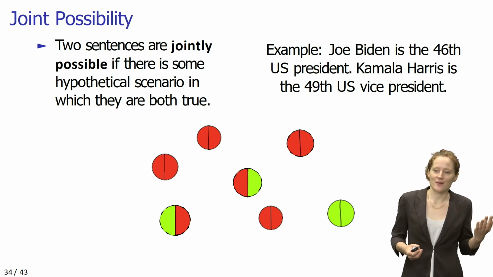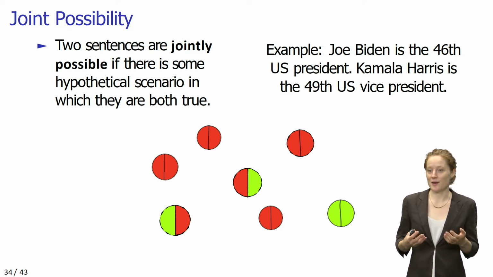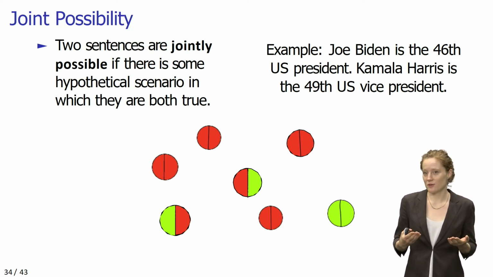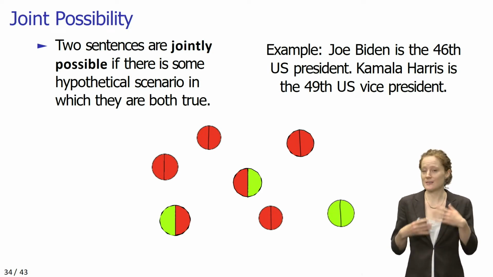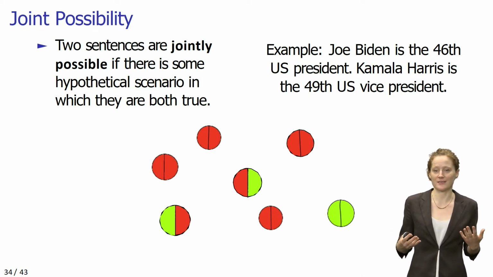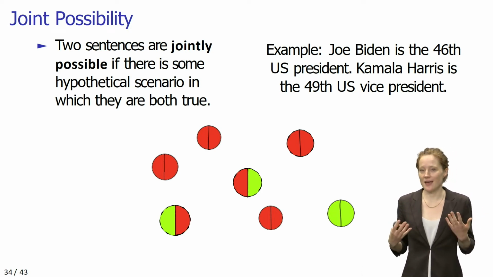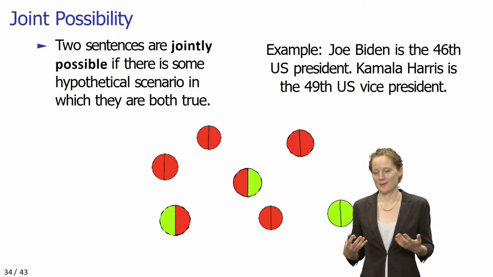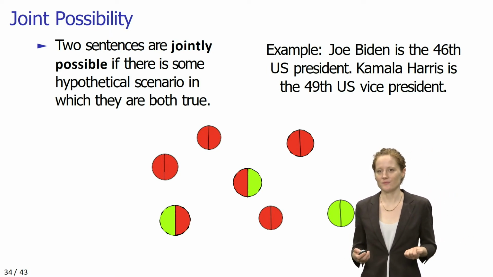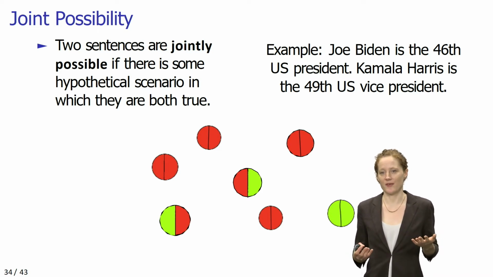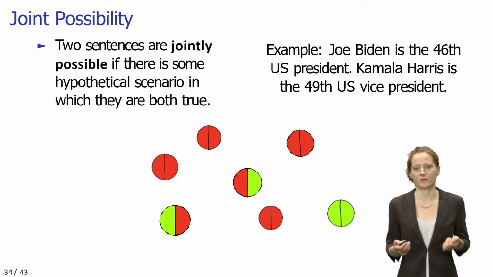Now, as a side remark, two sentences that are both necessarily true are jointly possible. Since they are both true in all hypothetical scenarios, there must be a hypothetical scenario in which they are both true. And two necessarily false sentences are never jointly possible, given that there's no hypothetical scenario in which they are both true.